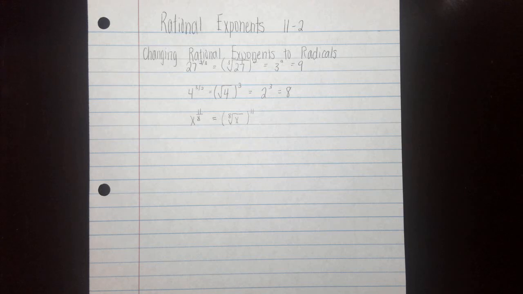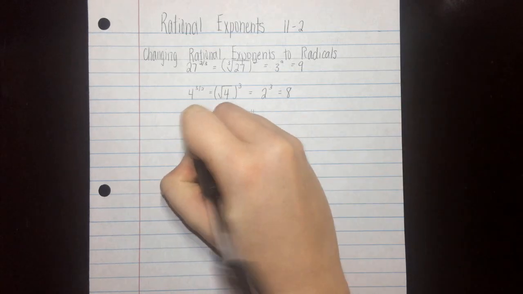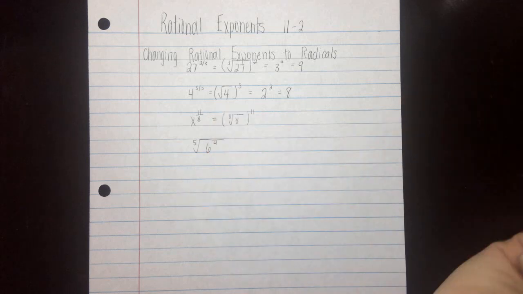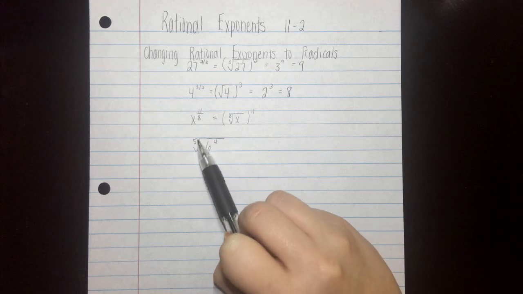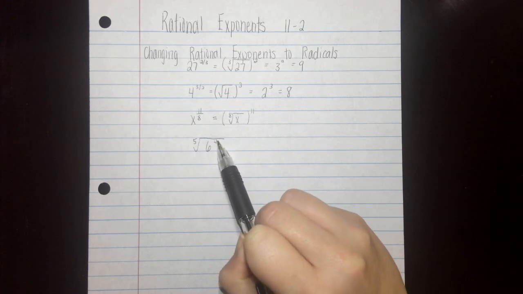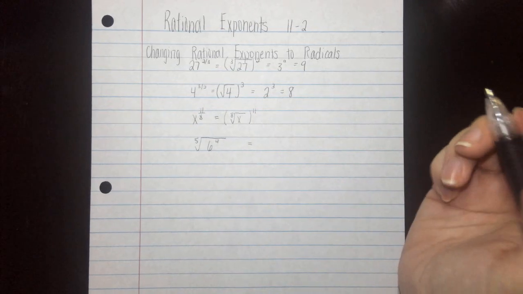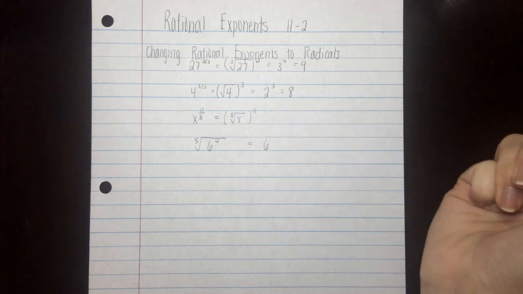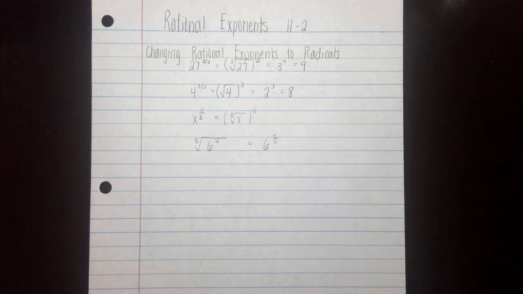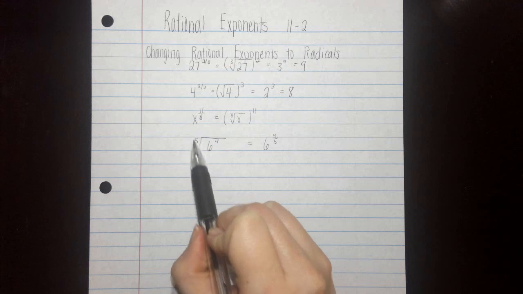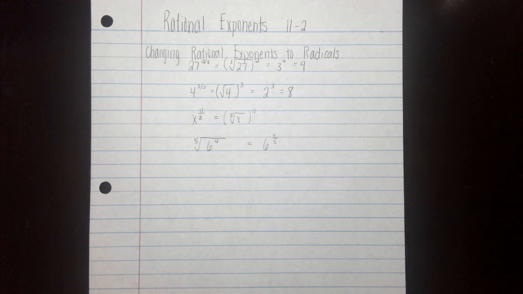Okay, so it also works in the opposite direction. So let's say that we have something like the 5th root of 6 to the 4th power. So this is your denominator, and this is your numerator. So that means that we can take it from a radical into a rational exponent. So our base is going to stay the same. The 6 isn't changing. But now it's going to be raised to a power of 4/5. Again, whatever root you're taking is the denominator, whatever the exponent is is your numerator.